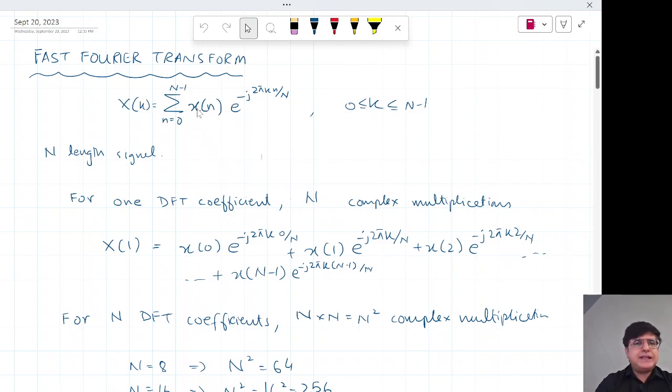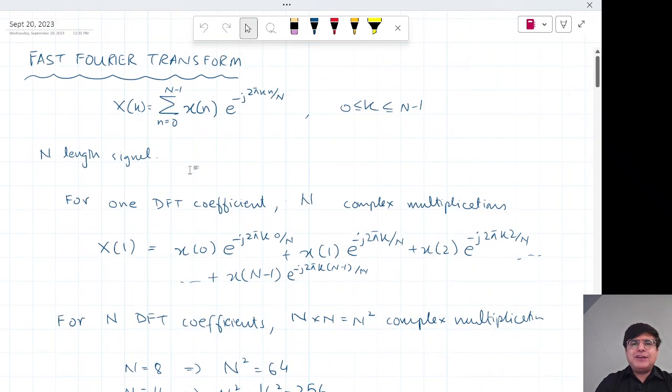So if you have an n length signal, x of n, going from 0 till n minus 1, you can find its DFT by this relationship. So x of k, which are the DFT coefficients, is the sum over n going from 0 till n minus 1 of x of n times e to the power minus j 2 pi k n over n, right?